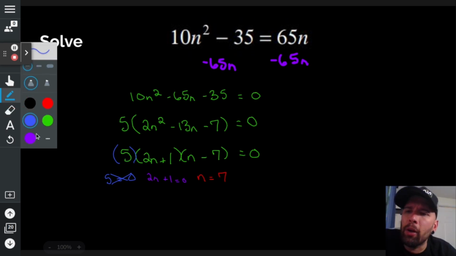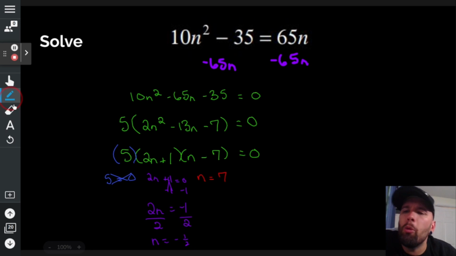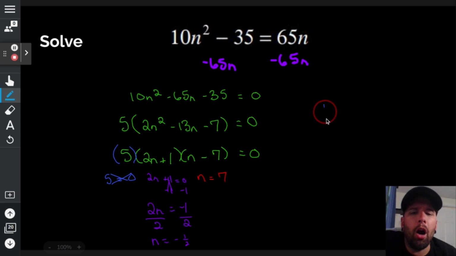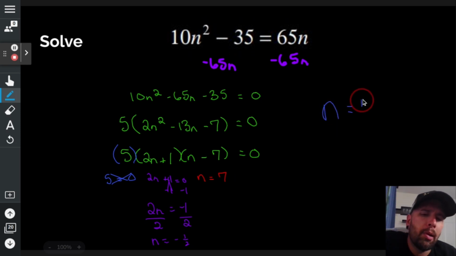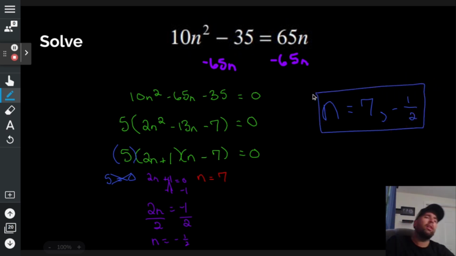Now I have here in purple 2n plus 1. So I actually have to do a little bit of math. Let's subtract 1 from both sides. That gives me 2n equals negative 1. Divide by 2, and n equals negative a half. So my 2 answers for this guy are going to be 7 and negative 1/2, not in any particular order. It doesn't really matter the order that you have it in, but those are my 2 answers.